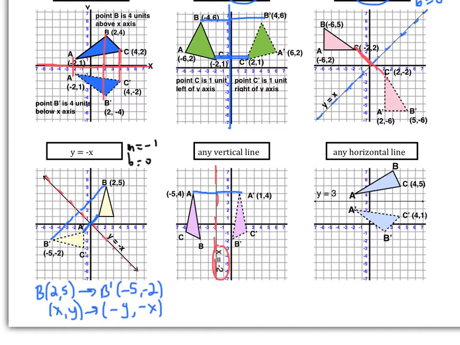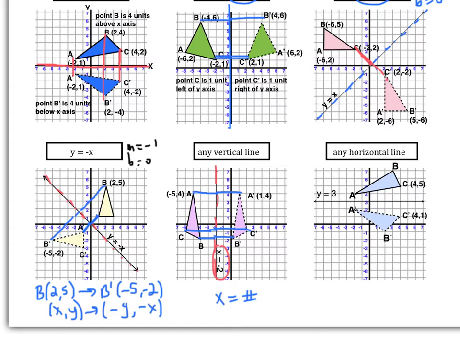Do the same thing with points B and C. B is 2 to the left, so come to the line of reflection, go 2 to the right, there's B prime. C is 4 to the left, 1, 2, 3, 4, and then go 4 to the right, 1, 2, 3, 4. Okay, so for a vertical line, its equation is always x equals a number, right? And we can use counting to graph the image.